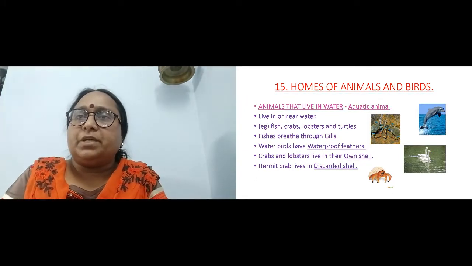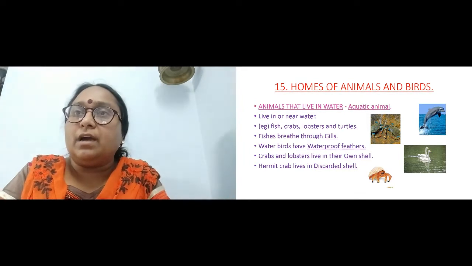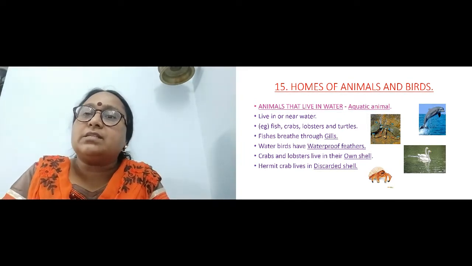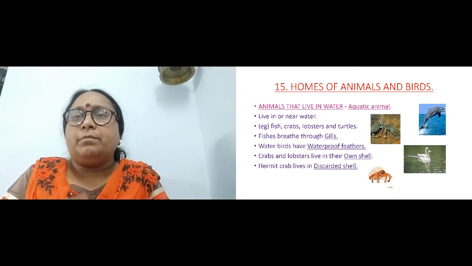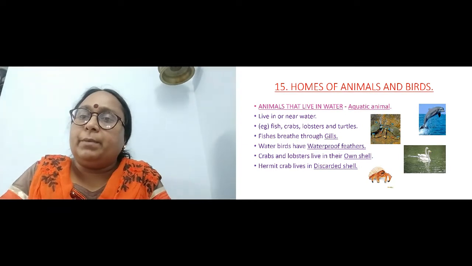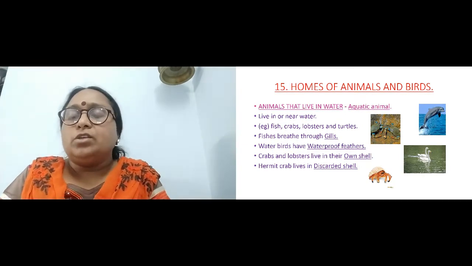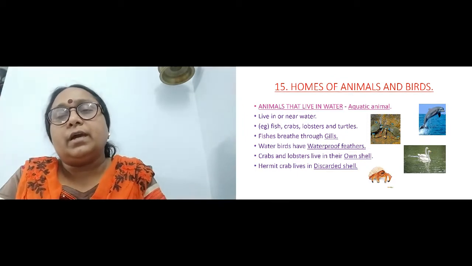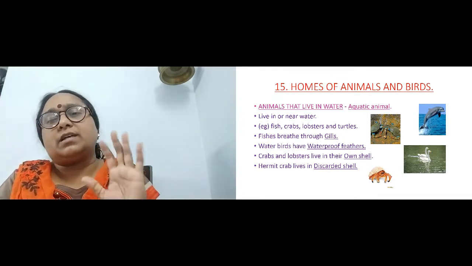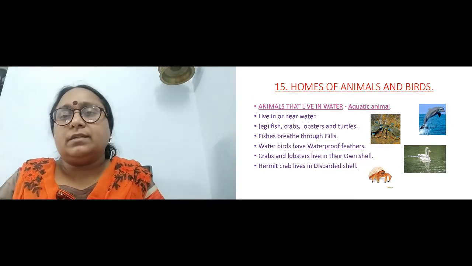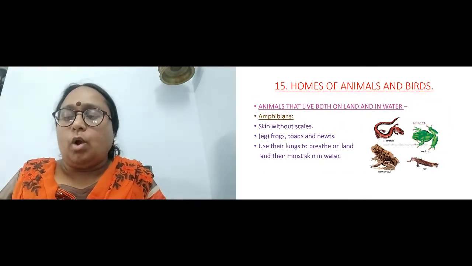But below there is a picture like a spider, that is a hermit crab. This hermit crab lives in a discarded shell. The discarded shell means maybe some other animal removed its shell, or maybe that animal died. So in that shell, this hermit crab lives. So hermit crabs live in discarded shells. So this is about aquatic animals, that is, the animals that live in water.